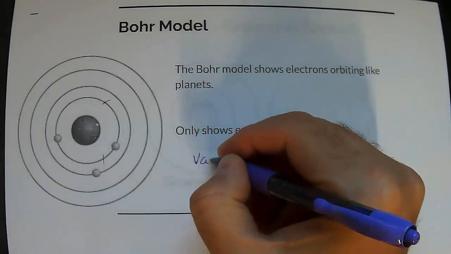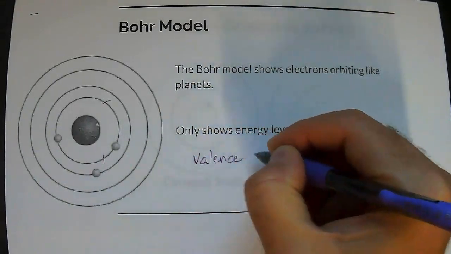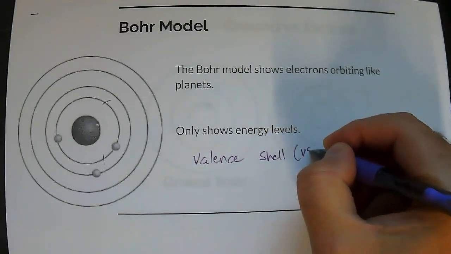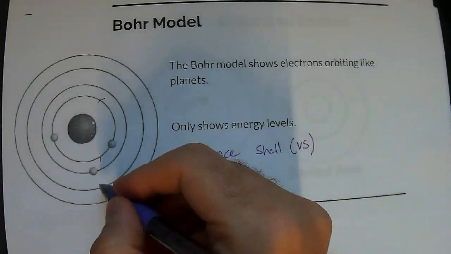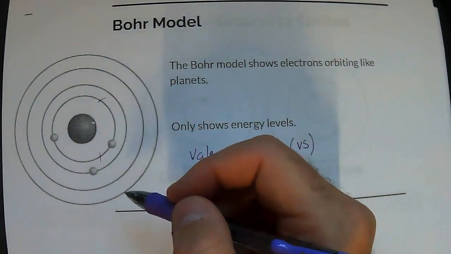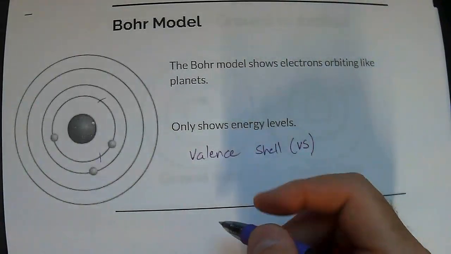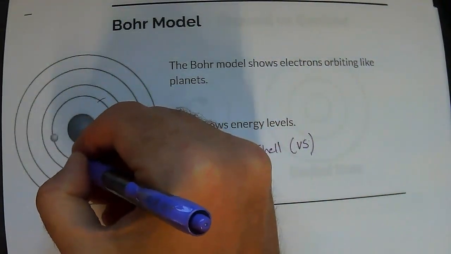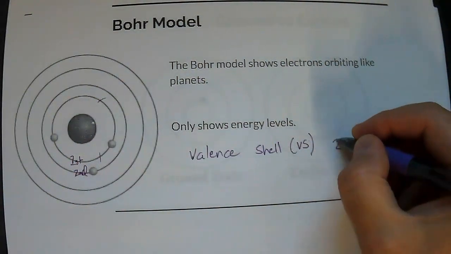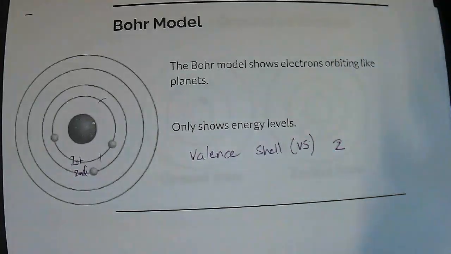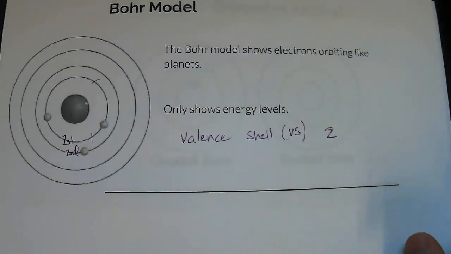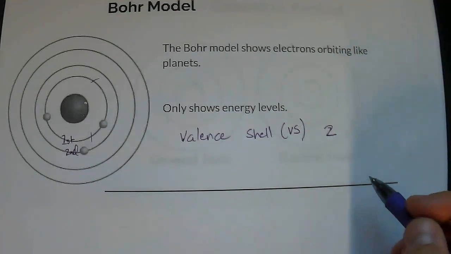So the valence shell, I'll abbreviate that VS. The valence shell is the outermost ring, or outermost floor, or the outermost energy level that has electrons on it. So in this case, here's our first and here's our second. So the valence shell is 2, and we'll talk more about why that's important a little bit later.